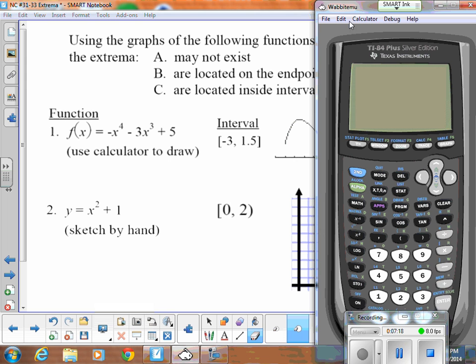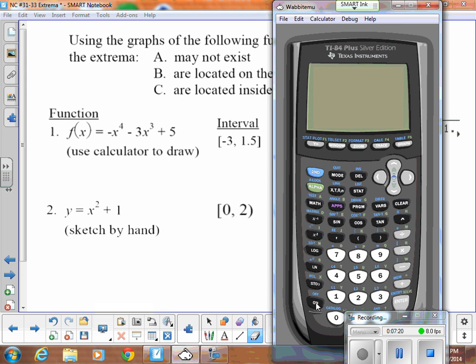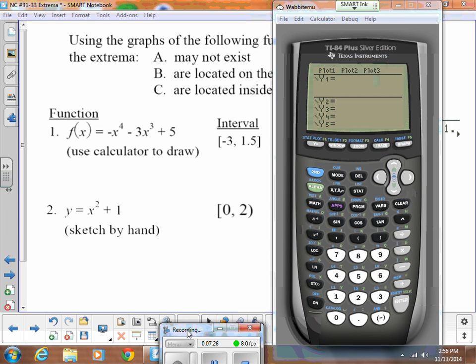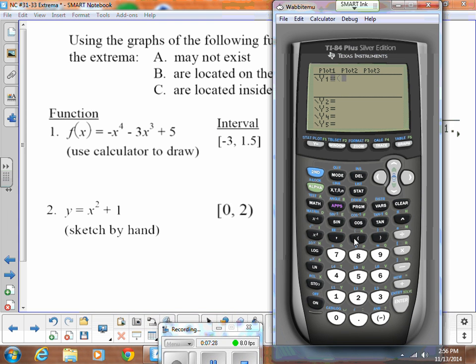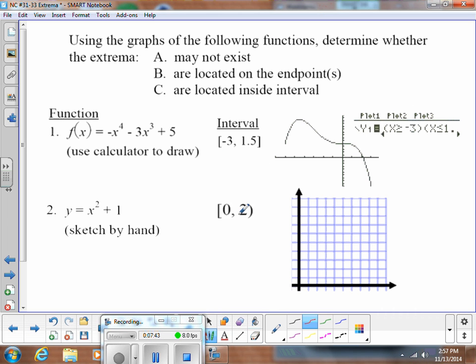I'm going to do this with a calculator. Hopefully I don't go too fast and you guys remember these steps. Okay? They give me this function here. I'm going to type in that function, negative x raised to the fourth minus 3x raised to the third plus 5. And I'm putting it in parentheses because I'm going to add this restriction of the intervals. So it has a restriction on it.